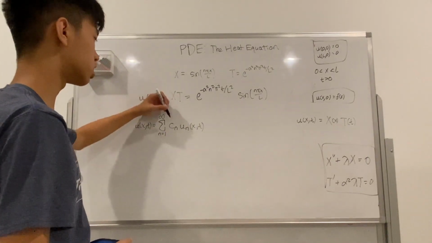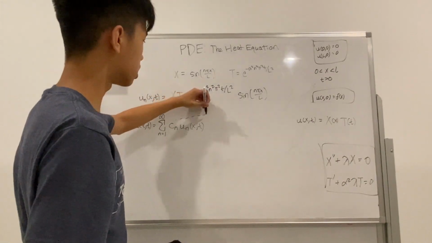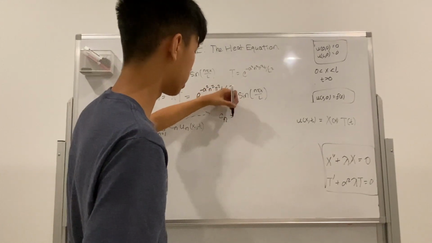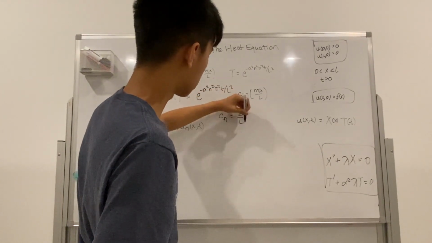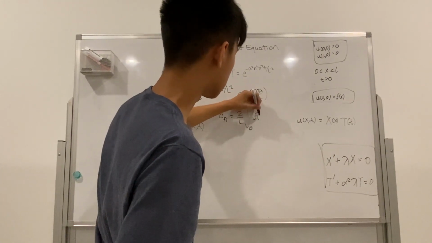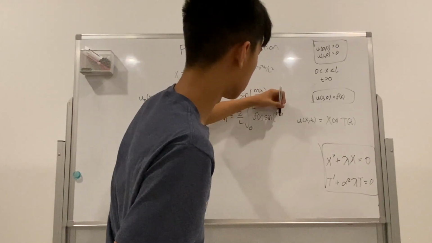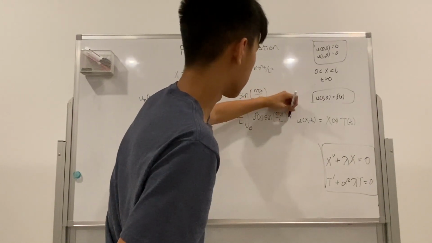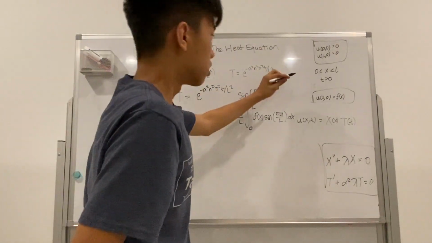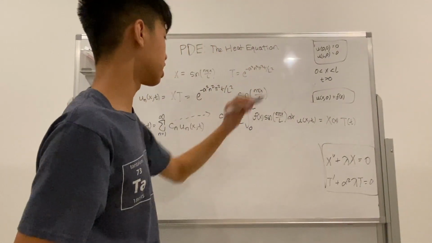And what is c n exactly? Well, there's a derivation for this formula, but I won't cover it for time purposes. But c n is equal to 2 over L times the integral from 0 to L of f of x times sine n pi x over L dx. And if these two endpoints are not equal, this looks slightly different.